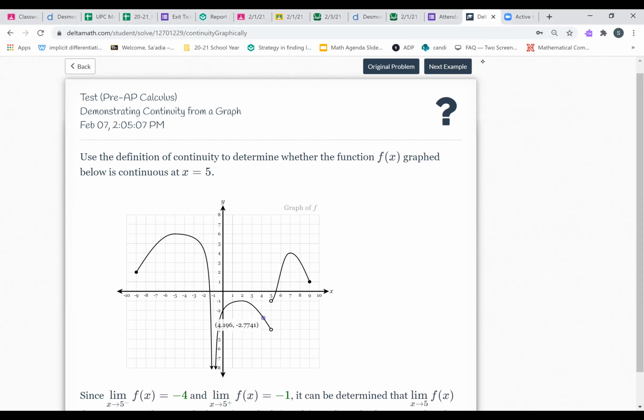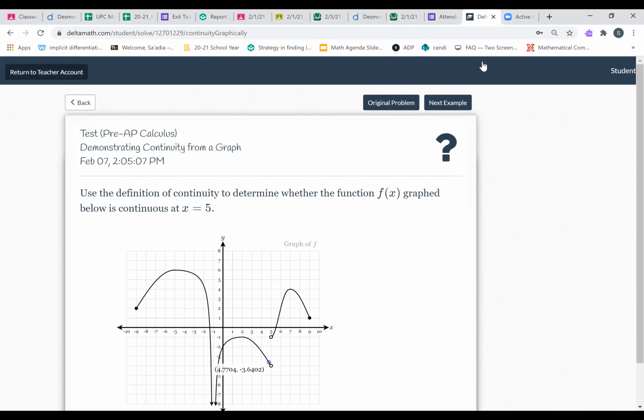Same thing here for x equals -1. Both arrows are going down to -infinity. So your limit on the left is -infinity. Your limit on the right is -infinity. So that means there is a vertical asymptote, which means infinite discontinuity.